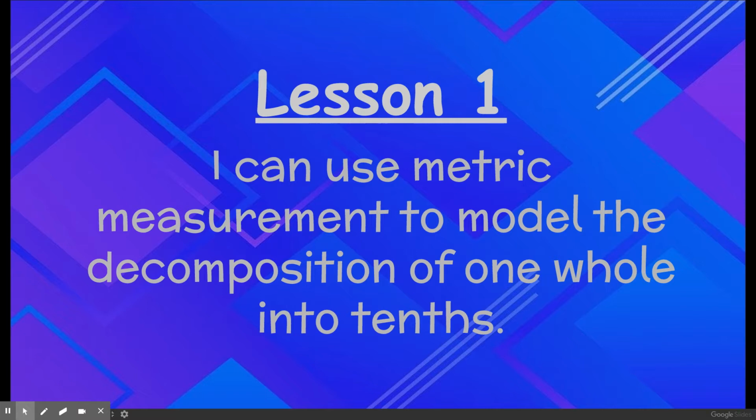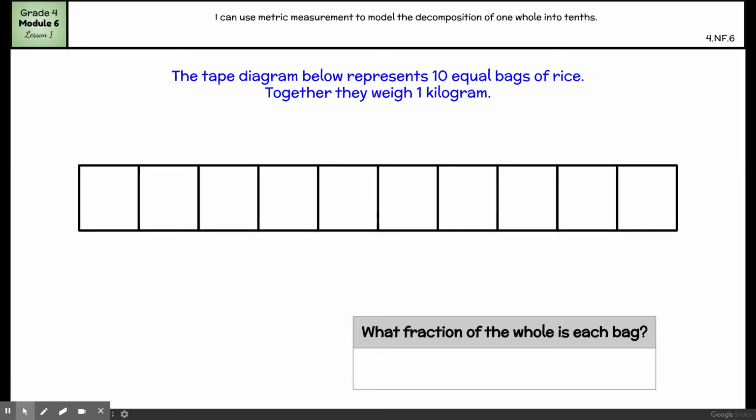So you might notice that learning goal sounds kind of similar to all the work that we've done in Module 5 with fractions. When you hear something about wholes and tenths, it sounds like fractions. But today we're going to introduce you to something brand new called the metric system. We're going to be looking at decimal points. All right, let's get started.